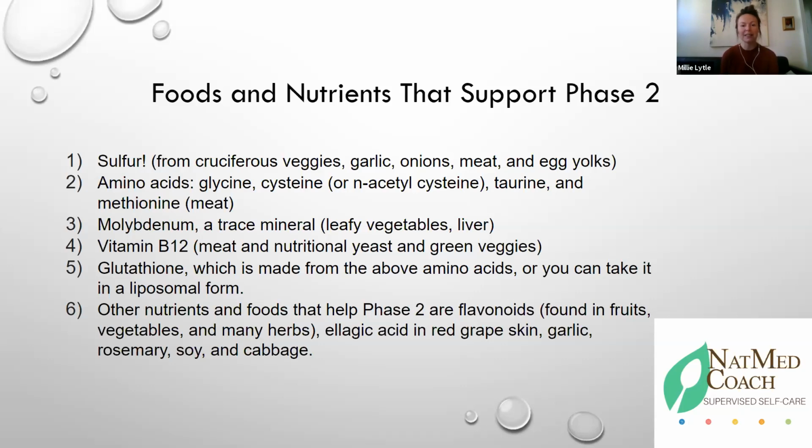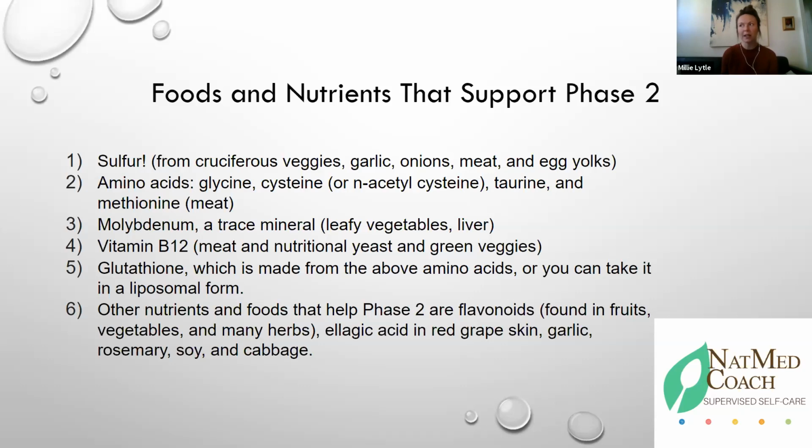Amino acids: glycine, cysteine, N-acetylcysteine, taurine, methionine. These are found in meat. These are found in many foods that have these amino acids in them. And these are required for phase 2. Sometimes people recommend whey protein isolate for detoxification. And this is why, because whey protein has all these essential amino acids. Essential means that our body needs to eat them in order to get them. It means that our body does not make them. Whereas glutathione, our body makes it.